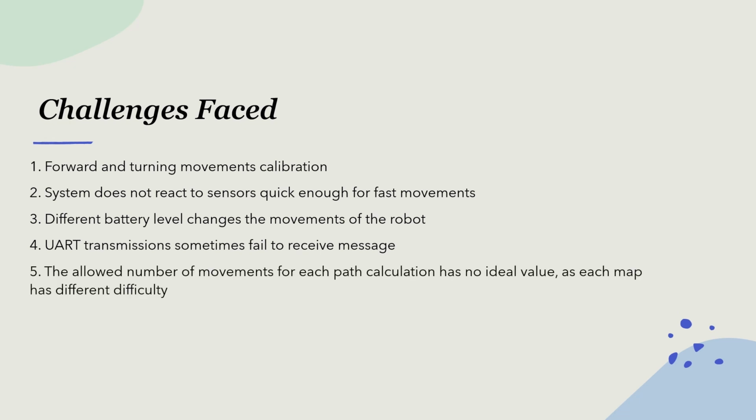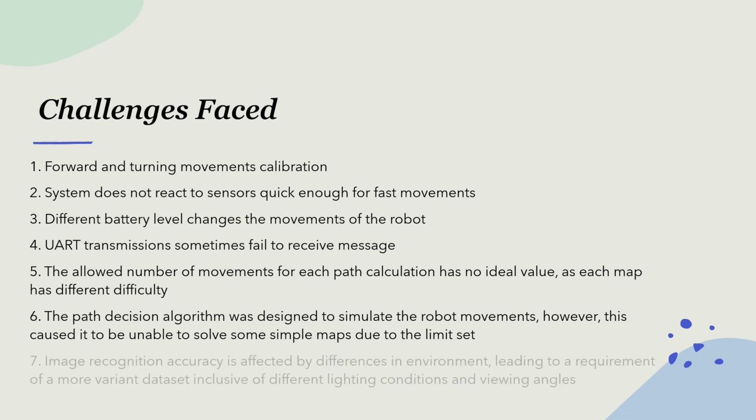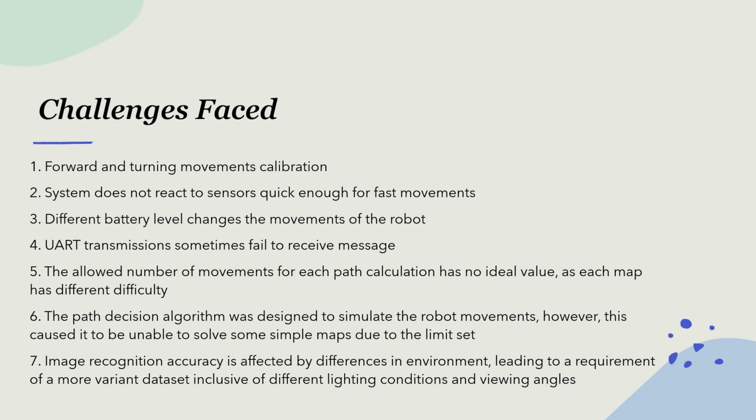For the algorithm, the allowed number of movements for each path calculation has no ideal value as each map has different difficulty. The path decision algorithm was designed to simulate the robot movements. However, this caused it to be unable to solve some simple maps due to the limit set. For the image recognition, its accuracy is affected by difference in environment, leading to a requirement of a more variant dataset, inclusive of different lighting conditions and viewing angles.